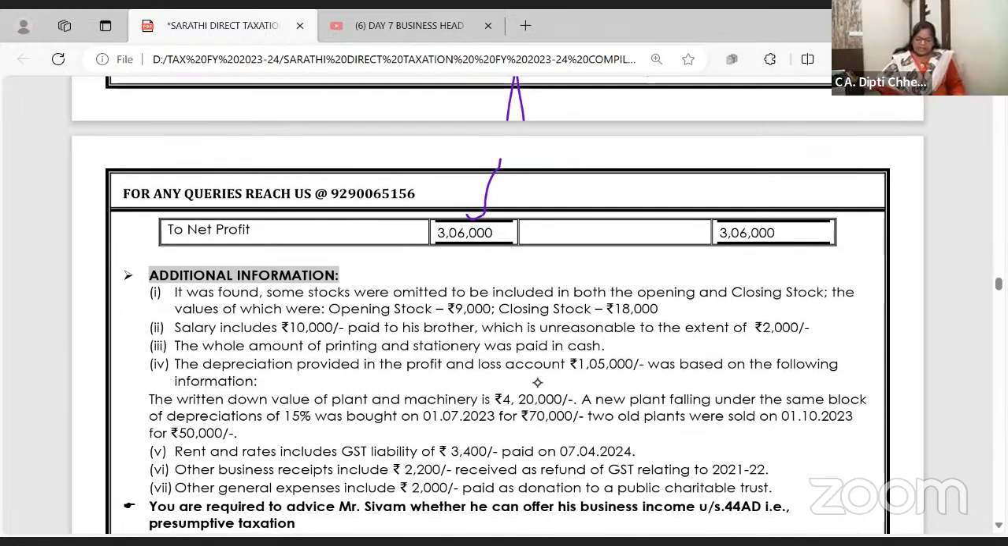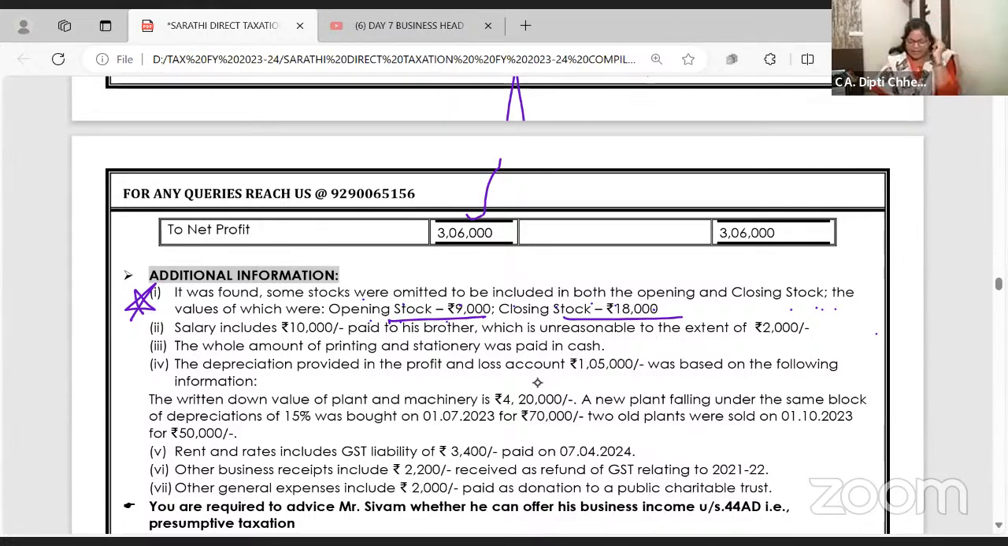It was found that some stocks were, this is such a hot favorite, I can say, in costing also, in single entry accounting also, in taxation also. Some of the stocks were omitted to be included in opening and closing stock, the values of which were given. So in closing stock, you missed taking 18,000. It was omitted. Now, if you take 18,000 in closing stock, what will be the impact on profit? Profit will increase. Higher the closing stock, higher the GP, higher the NP. Same way, 9,000 was not taken in opening stock. So now you put it.